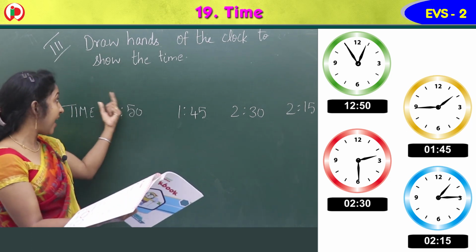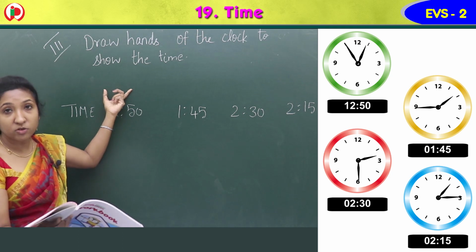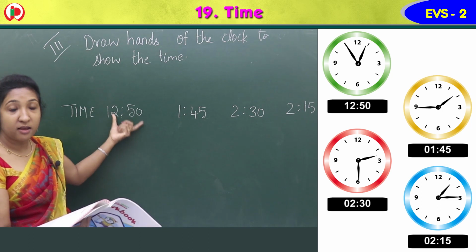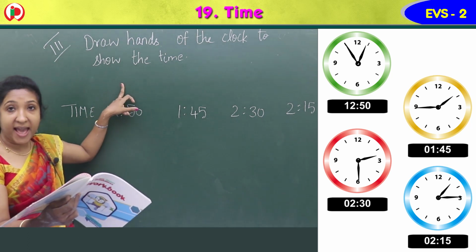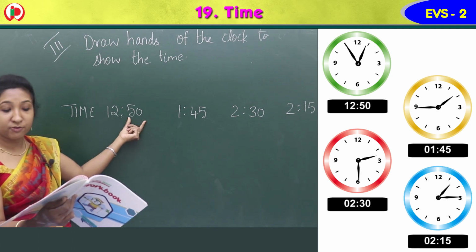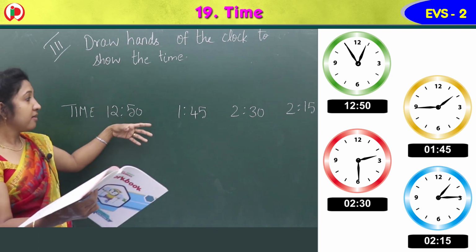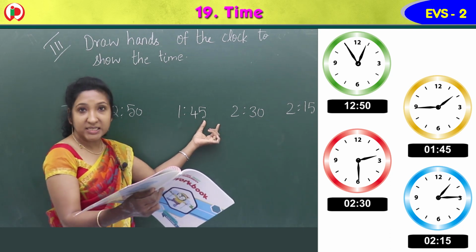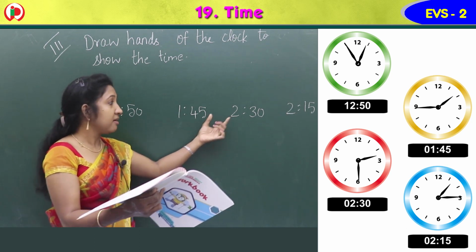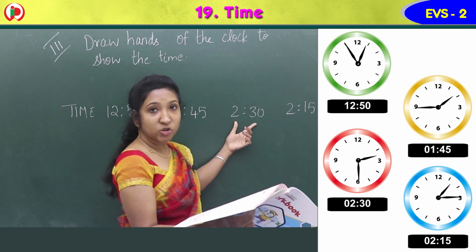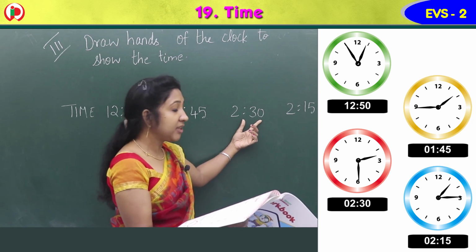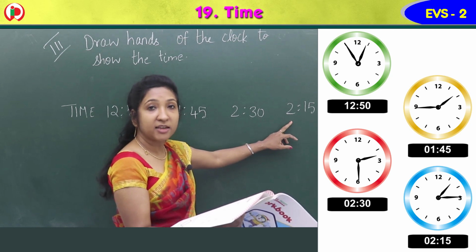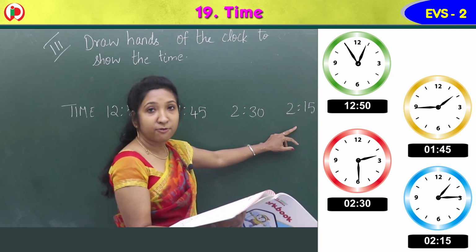On that clock you have to draw the timing of 12:50. As I said, 12:50, the smaller hand at 12 and the bigger hand at 50 means after 9, 10. Then 1:45, the smaller hand at 1 and 45 means 9. Minute hand will be at 9. 2:30, the smaller hand at 2 and the longer hand at 30 means 6. The last, 2:15, the smaller hand at 2 and the bigger hand at 15. Okay?